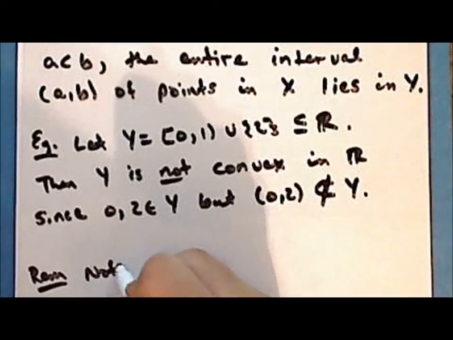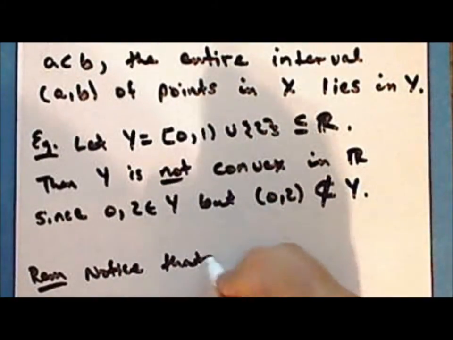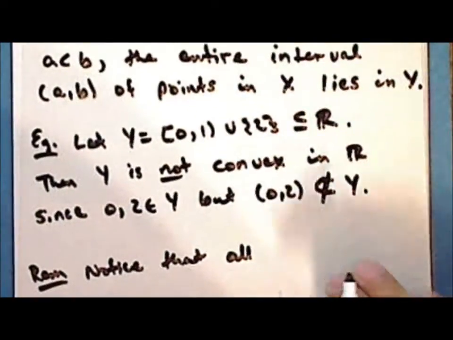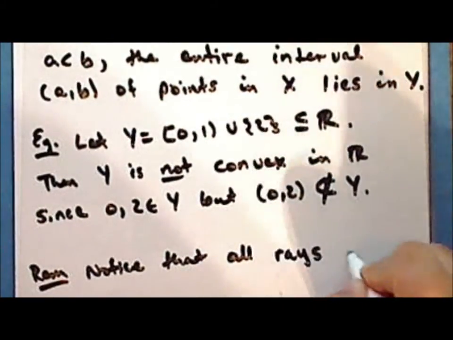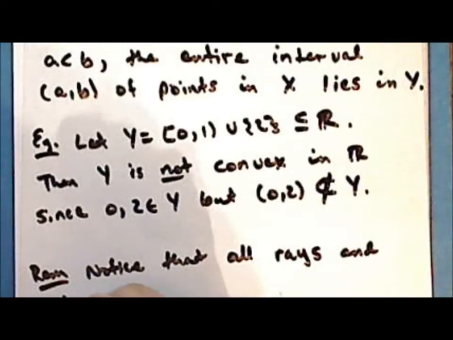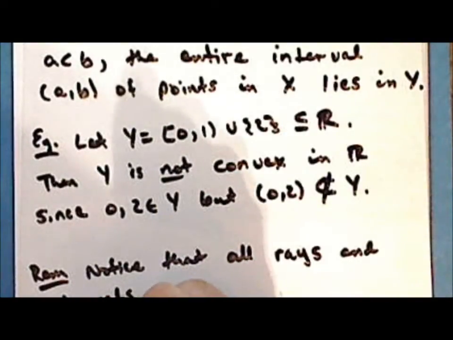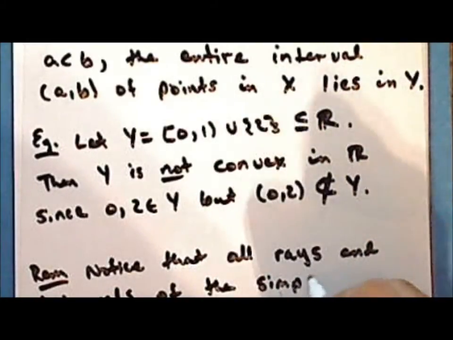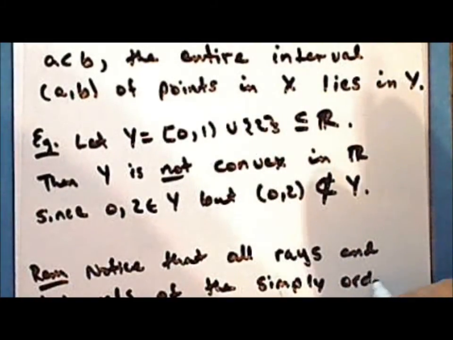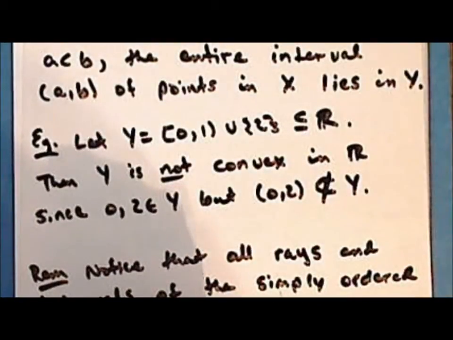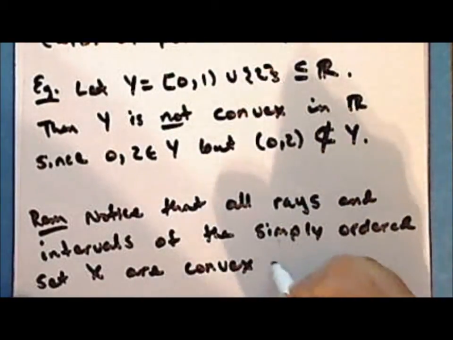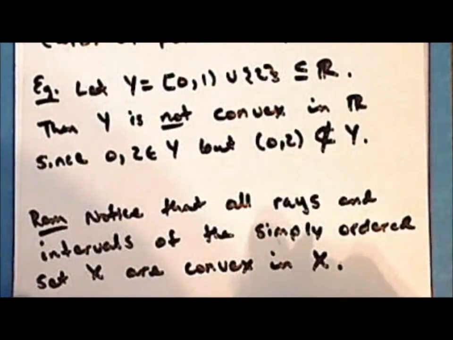So notice that all rays and intervals of the simply ordered set X are convex in the set X.